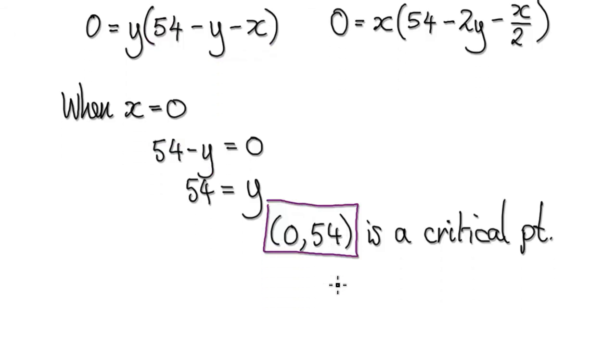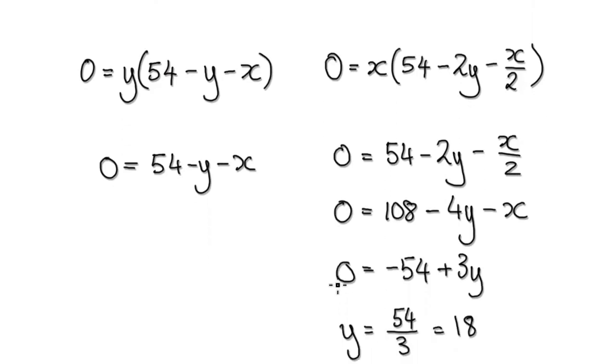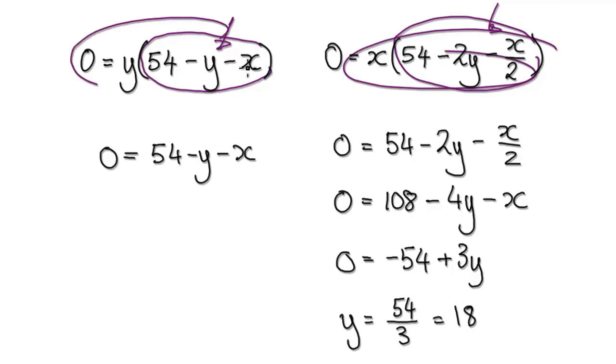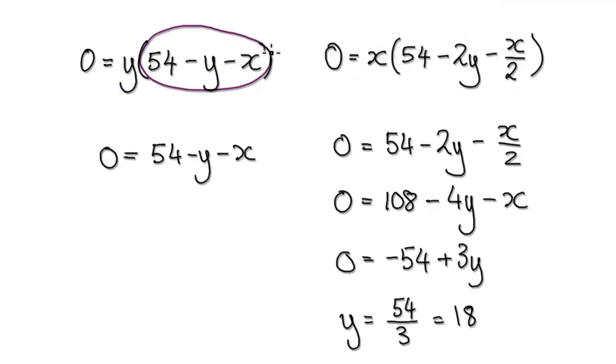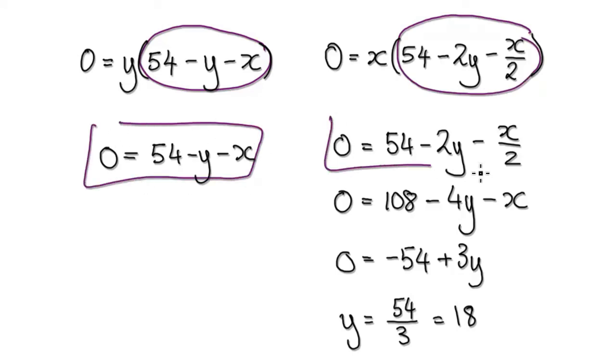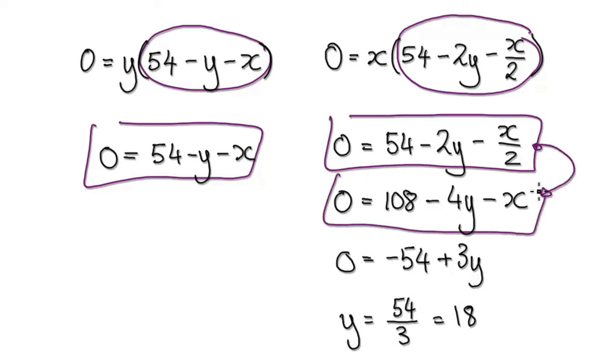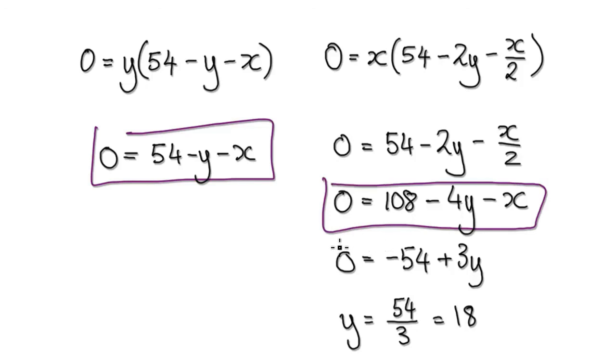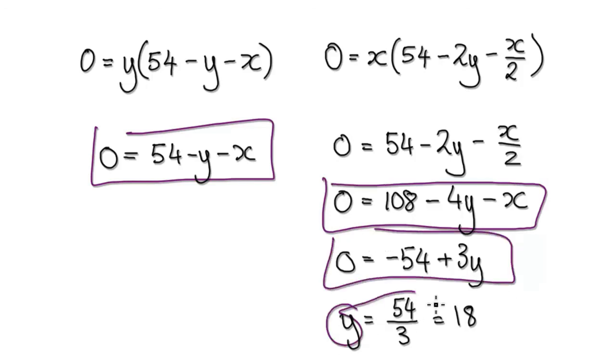So we've got 3 critical points so far, and the last option is making this to be 0 and making this to be 0. If this is 0 and this is 0, then both of these will be 0. So really we're trying to solve these two simultaneous equations. So let's multiply this by 2. That will then take us to here, and then get this, take away this. So that will then take us to here, meaning y must be 18.